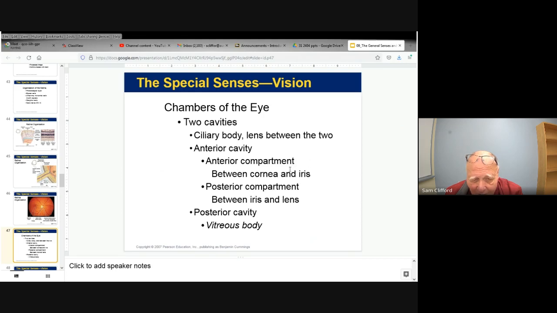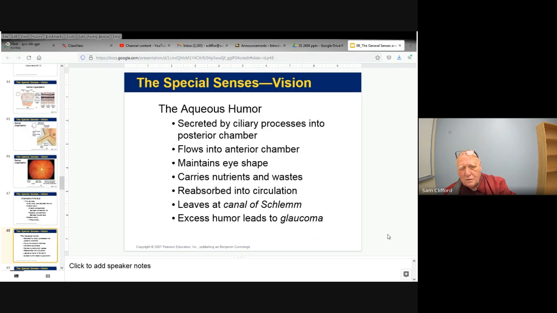You'll have an anterior compartment between the cornea and the iris, and a posterior chamber between the iris and lens, and then the posterior cavity, which is the entire large space filled with vitreous humor behind the lens. So the aqueous humor is secreted, flows into the anterior chamber, helps eye shape, gets rid of waste, provides nutrients, and it's reabsorbed. Excess humor leads to glaucoma. I won't ask you about the canal of Schlemm.